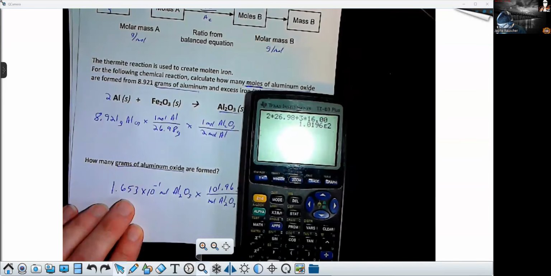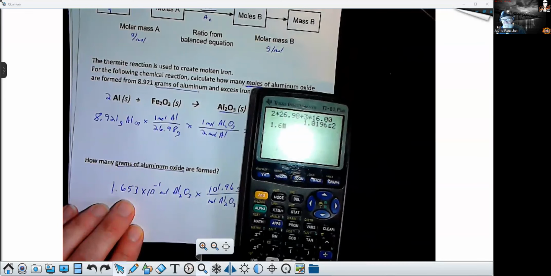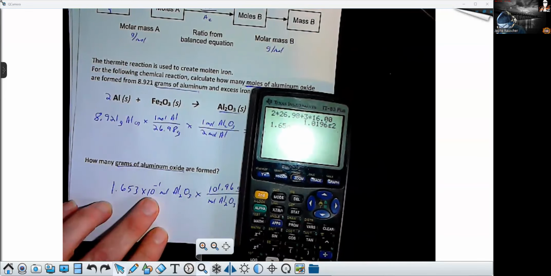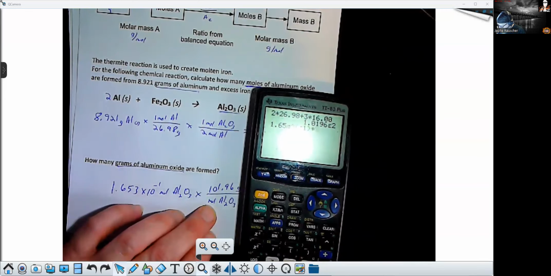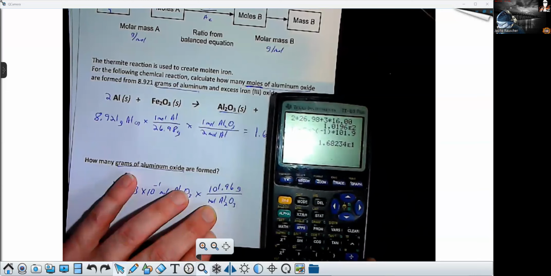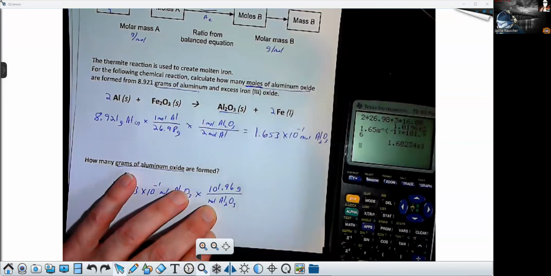So we take the 1.65 times 10 to the negative 1, and we multiply that by 101.96, and we're going to get 16.82.